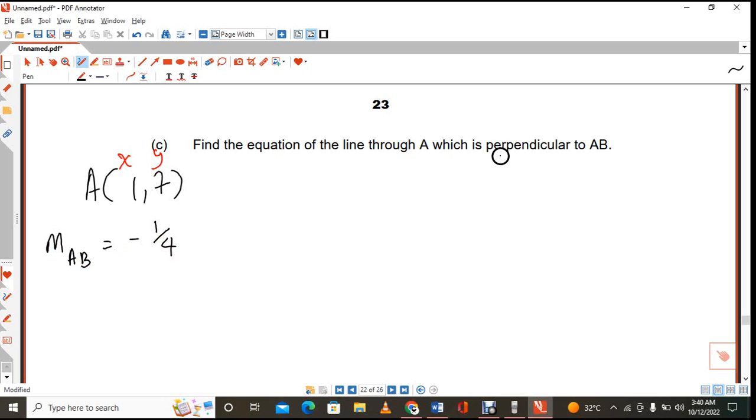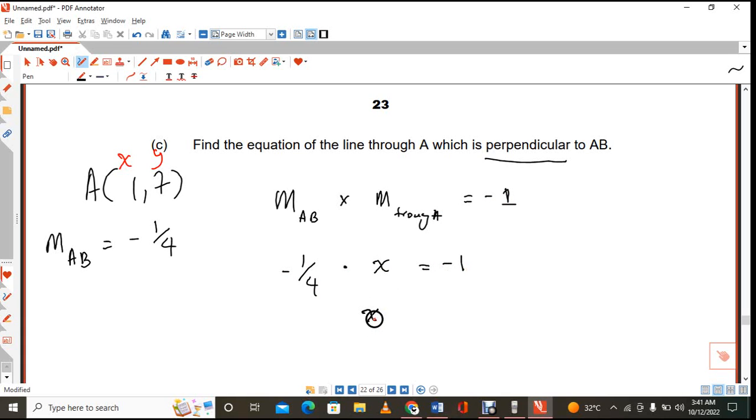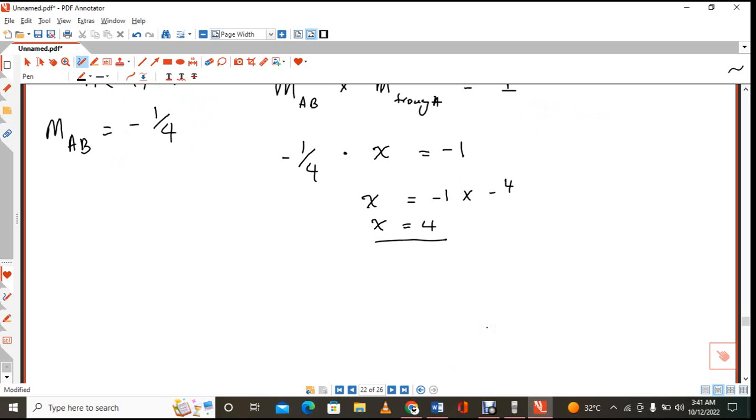Why is that important? Because if you are talking about perpendicular lines, when you multiply the gradient of AB times the gradient of the line that we are now looking for, the line that goes through A, they should give us negative 1. So negative 1 over 4 multiplied by something should give you negative 1. So that gradient will be negative 1 times negative 4, the inverse of that. The gradient of that line will be 4. So the equation will take the form y equals 4x plus c, because its gradient is equal to 4.